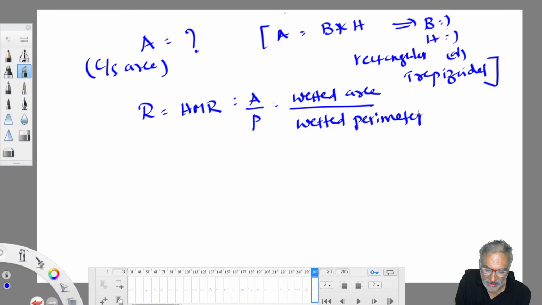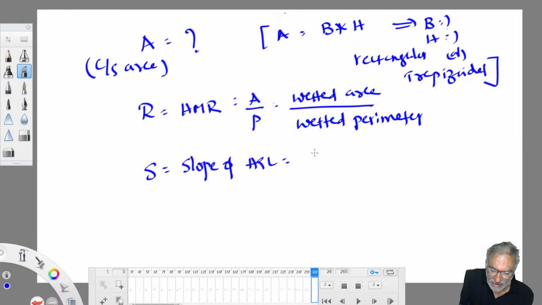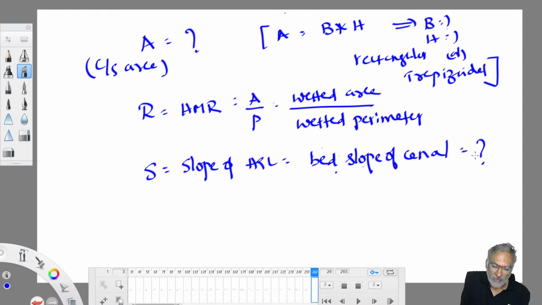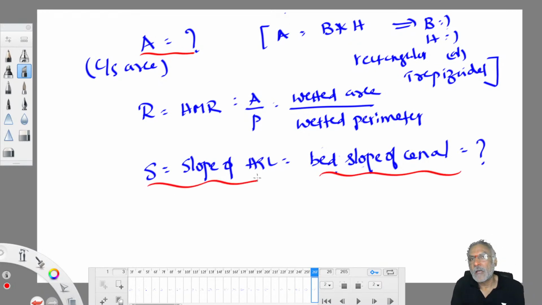In addition to that, what else is unknown? R power 2 by 3, S power half. S is equal to the slope of the hydraulic gradient line, which is nothing but the slope of the canal, the bed slope of a canal. So this is also important. Finding cross section area and finding slope are very, very important. Finding these two things is called design of gravity conveyance. That's all. There in the open channel topic they teach you in detail how to design the canal system or open channels.